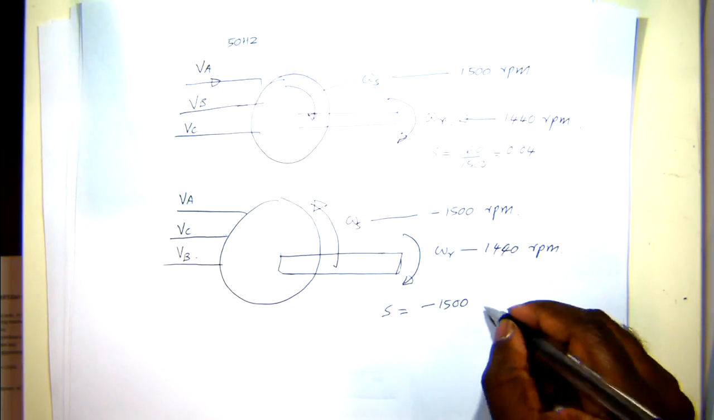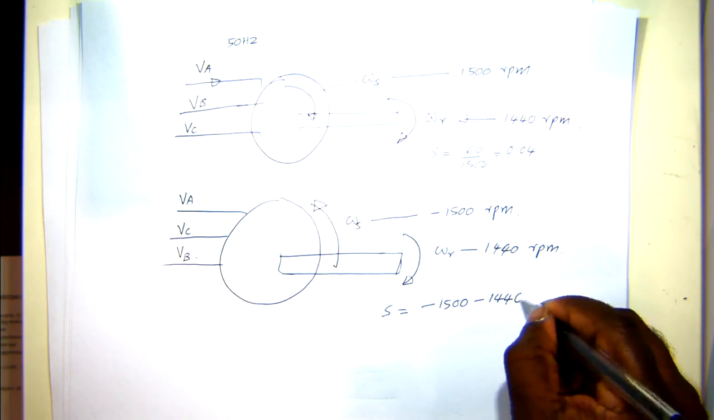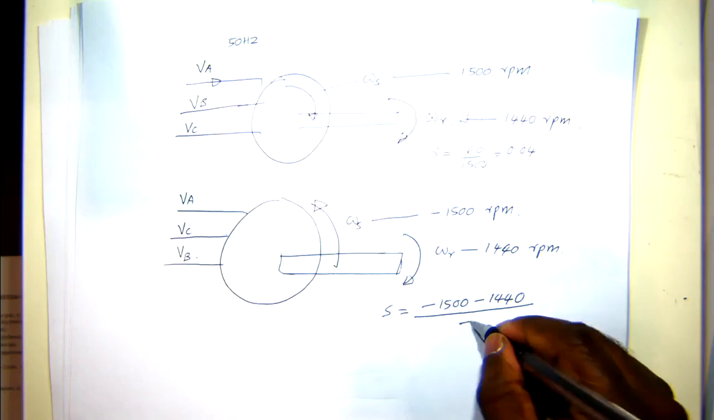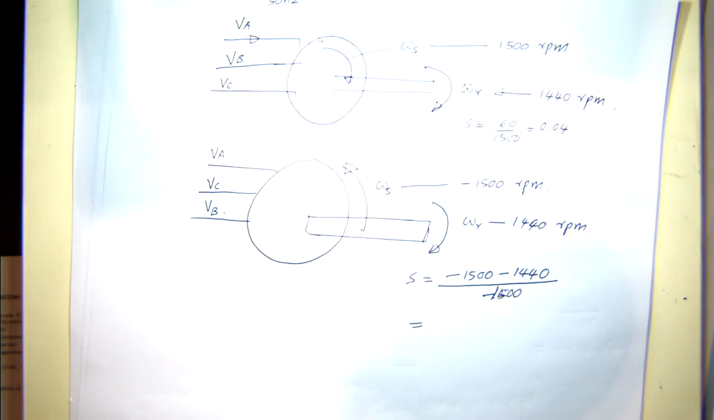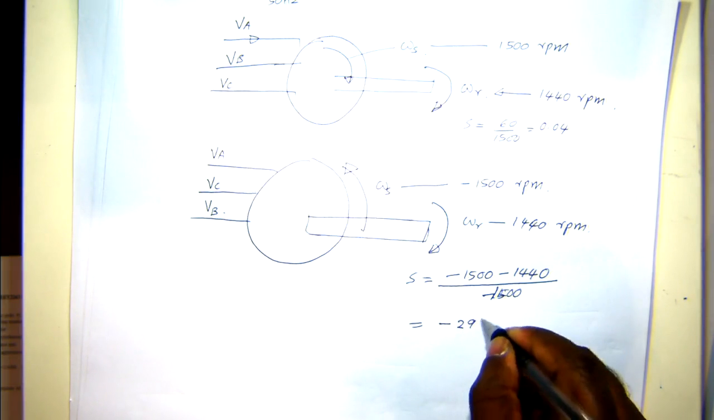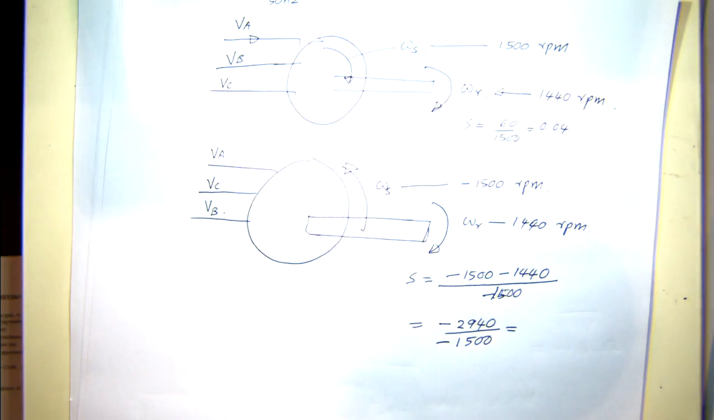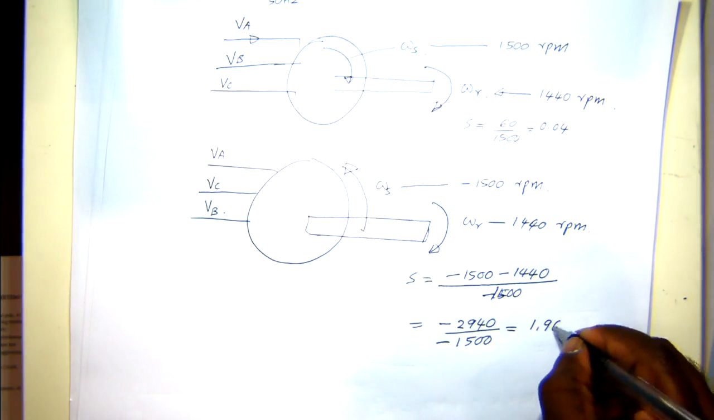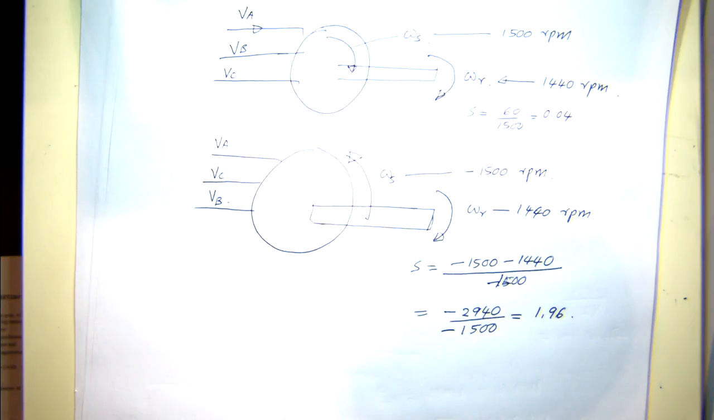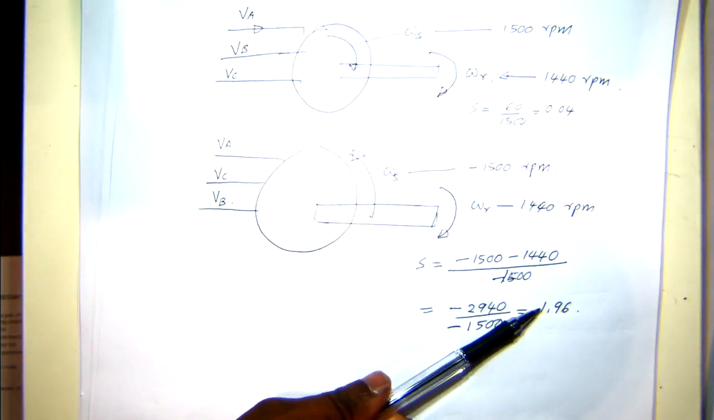The slip for this condition will be: the synchronous speed is now minus 1500, the rotor speed is 1440, divided by synchronous speed again, 1500. So then you'll have 1500 plus that, so that's minus 2940 divided by 1500. So the slip turns out to be 1.96. So by interchanging two terminals, we've immediately converted the slip from 0.04 to 1.96.